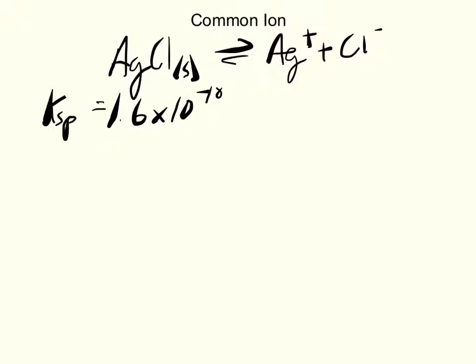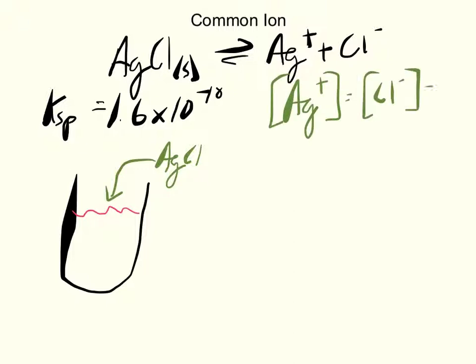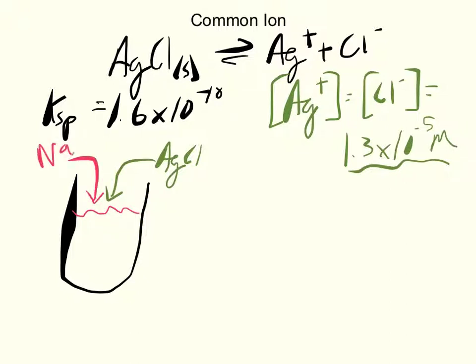Well, let's say we had a beaker full of water, and we dropped in some AgCl. We know it's going to dissociate, it's going to get to equilibrium, and we know the concentration from the problem before of each ion, Ag+ concentration is going to equal the Cl- concentration, which was 1.3 times 10 to the negative 5th molar. But now let's say, just for fun, we added in some NaCl.